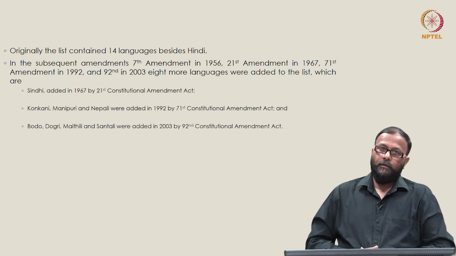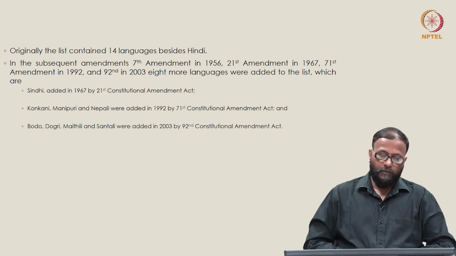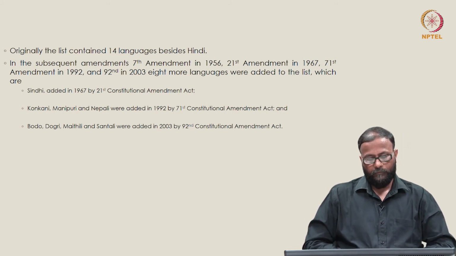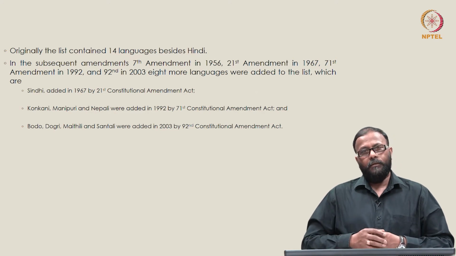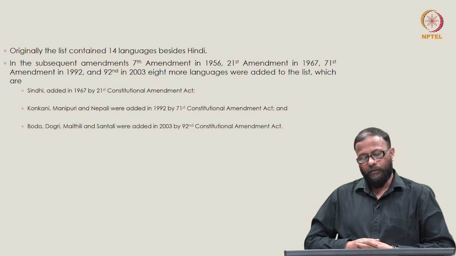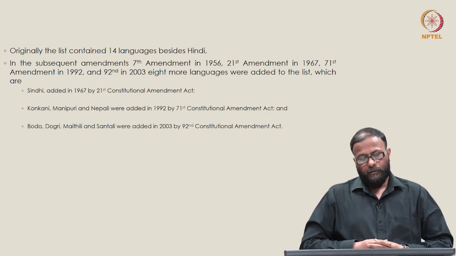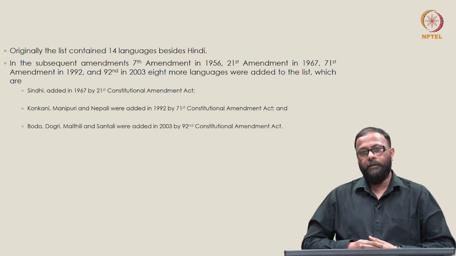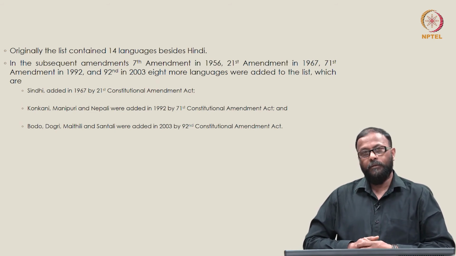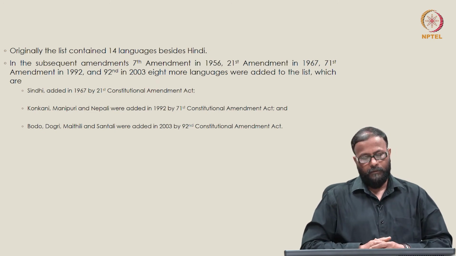So Sindhi was added in 1967 by the 21st Constitutional Amendment Act. Then Konkani, Manipuri, Nepali were added in 1992 by the 71st Constitutional Amendment Act. And Bodo, Dogri, Maithili, Santhali were added in 2003 by the 92nd Amendment Act.